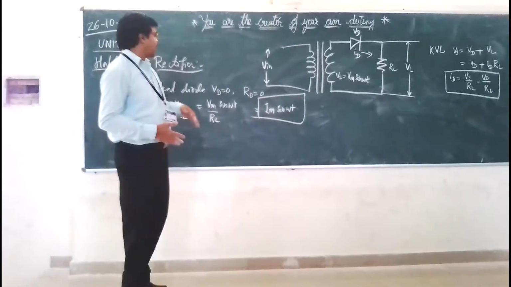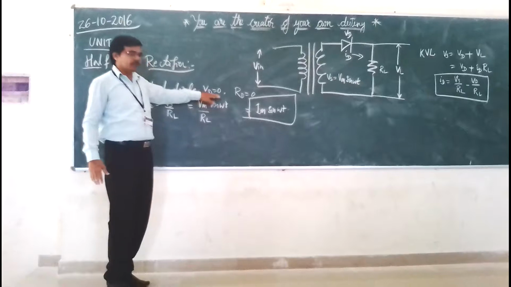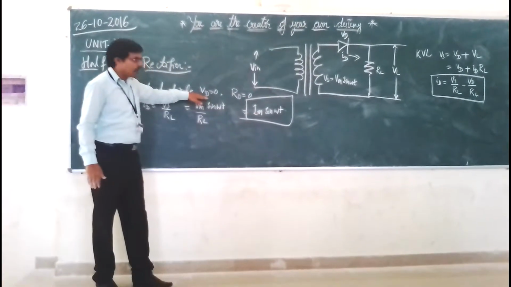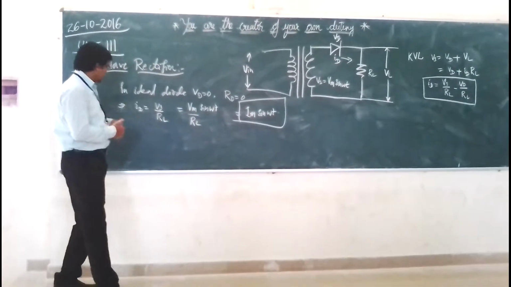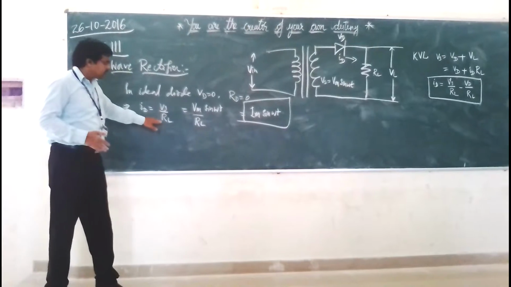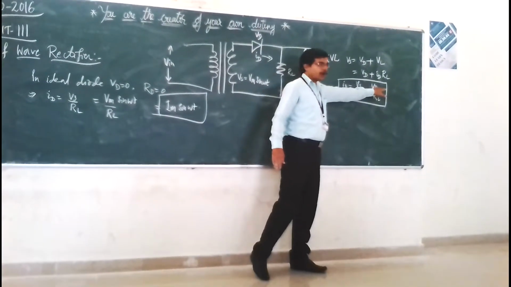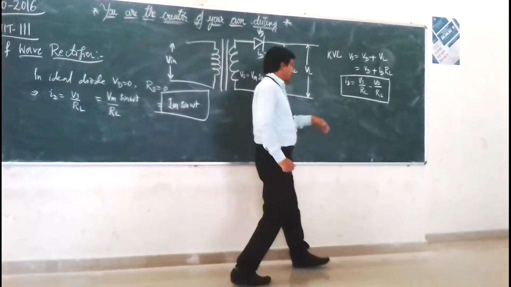Now let us see the ideal characteristics of the diode. For an ideal diode, the voltage drop across the diode should be 0 and the resistance of the diode will be 0. Applying Vd equal to 0 in that equation, we get Id is equal to Vs by RL, because Vd will be 0.